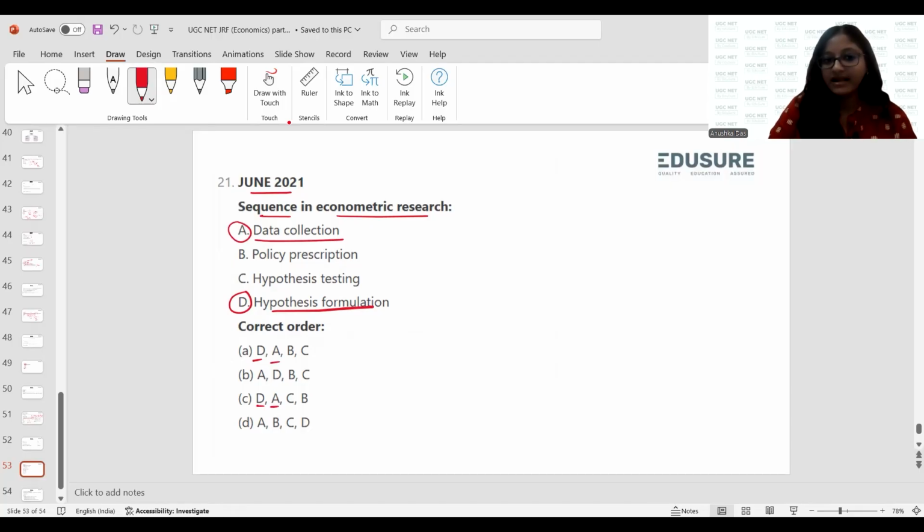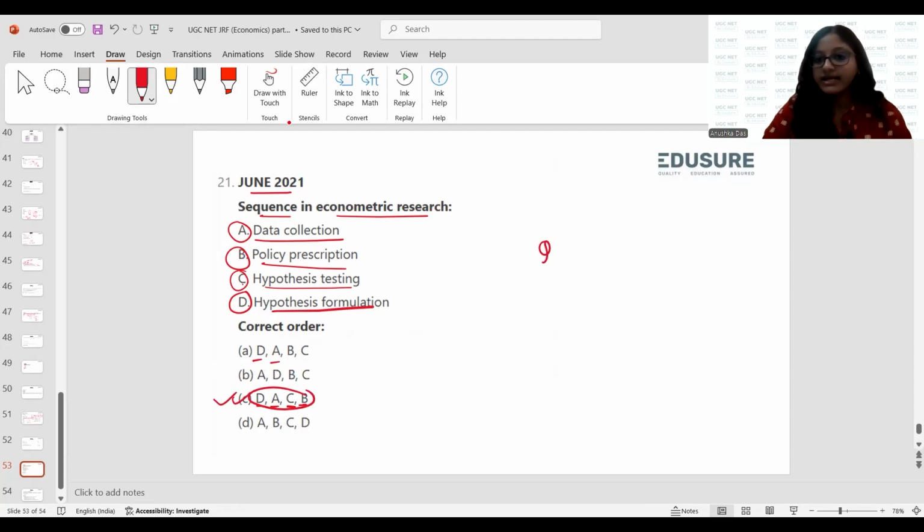Second is A. The third part will be when you have the relevant data with you, you will test the hypothesis and you will try to check whether your hypothesis is right or wrong. So that will be option number C. And then finally, depending on the results of the hypothesis testing, you will prescribe some policy recommendation. So B will be the final thing. So this is the correct order. This is the correct sequence of econometric research.